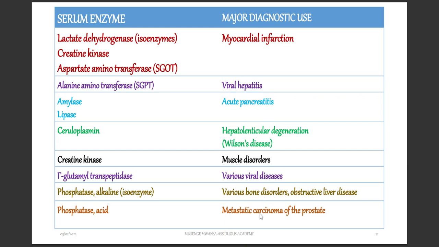Also, metastatic carcinoma of the prostate. If there's a problem with the prostate gland, just know there's a problem with phosphatase. This one you also understand in anatomy. Phosphatase is an enzyme that is present in the prostate fluid. So if you see it very much like that, you know there's a problem with the prostate gland. So you might have a metastatic carcinoma of the prostate.